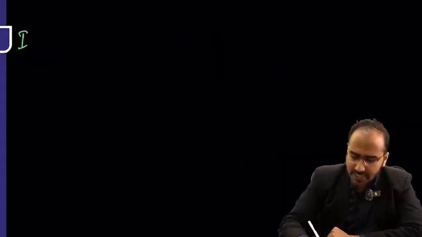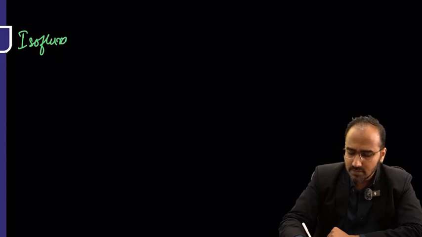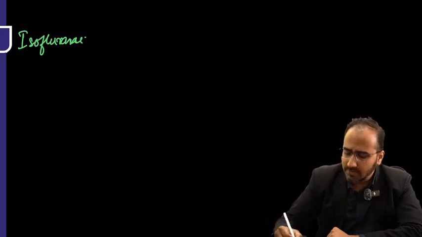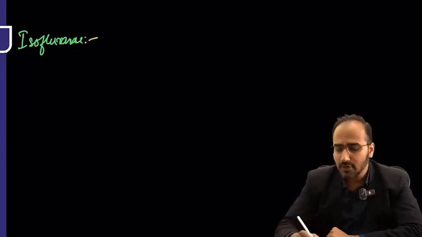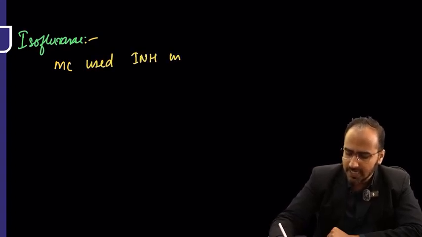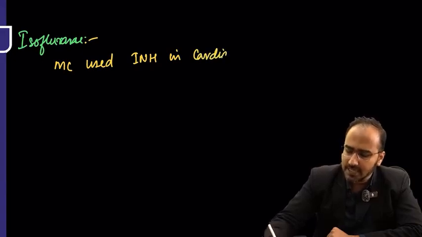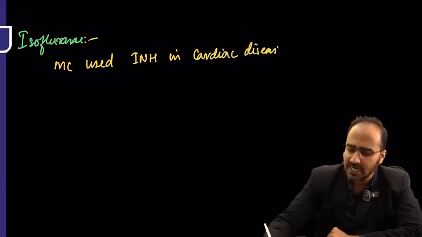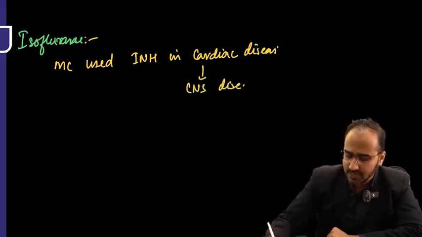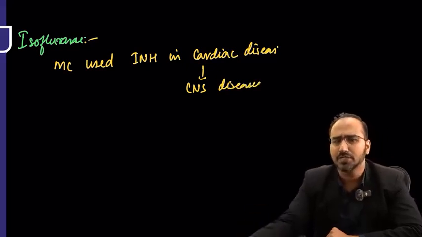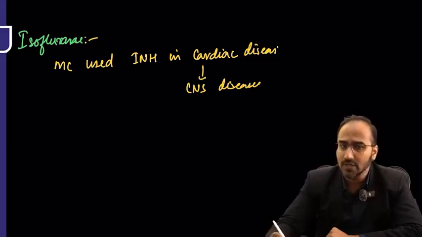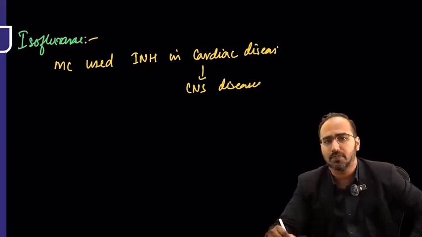Now, the next inhalational agent that we need to discuss is isoflurane. Now guys, what do we need to remember about isoflurane? Isoflurane is the most commonly used inhalational agent in cardiac diseases as well as CNS diseases. Head injury, neurosurgery, use isoflurane. Any heart problems, use isoflurane.